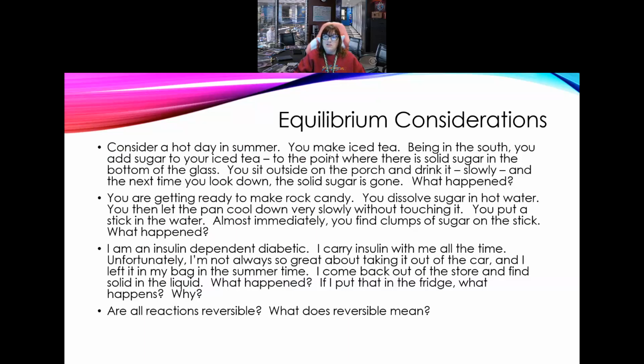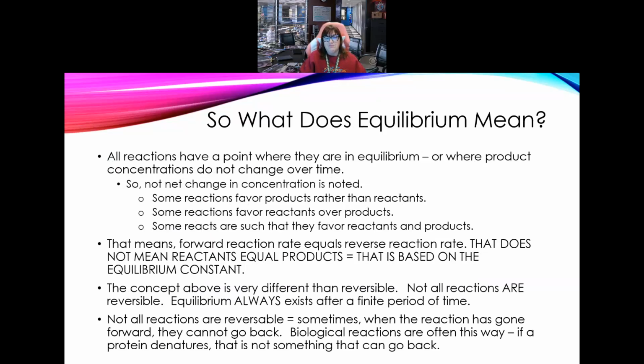Okay, so hopefully there are no questions about that stuff. Well, let's get into the rest of this. So what does equilibrium mean? All reactions have a point where they are in equilibrium. Equilibrium means that the rate of product formation is the same as the rate of going backwards to reactants. So when I take a measurement on this, no matter what time I take that at, the product concentration does not change. The reactant concentration does not change. So I can do this now, I can do it in 5 minutes, and those concentrations should not change. That's what equilibrium means. So no net change in concentrations is noted.